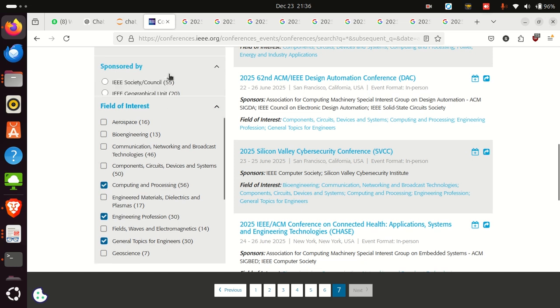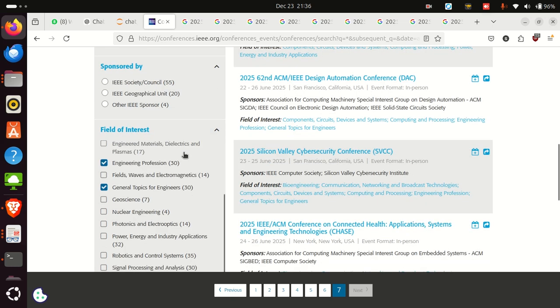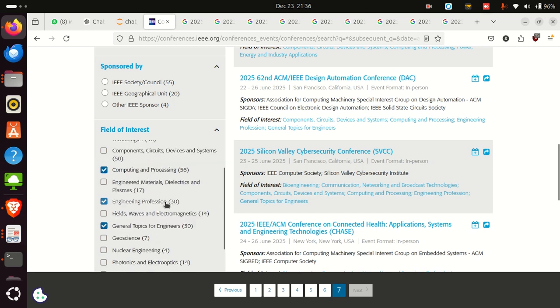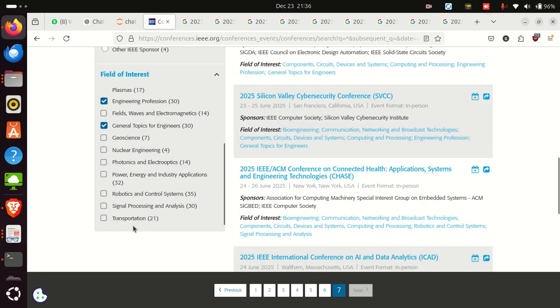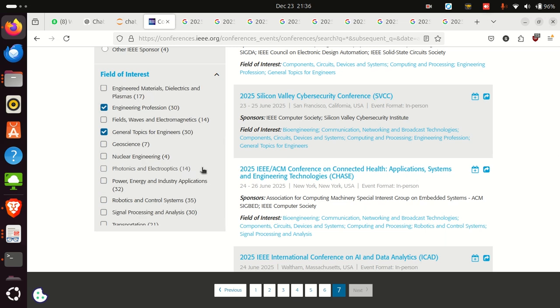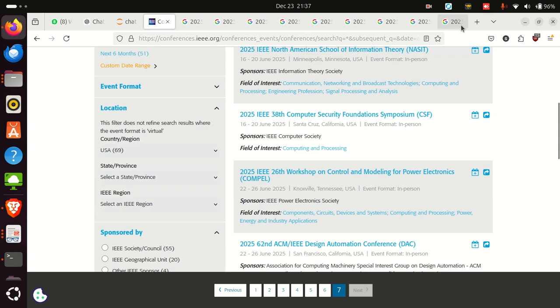I'm located in New York City. So I selected USA, but I did not select city because I'm open to going everywhere. In the field of interest, I selected computing and processes, engineering profession, and general topics. I did not find any field very specific to AI or NLP or quantitative finance or things like that. So then I got some pages and I opened a few conferences.